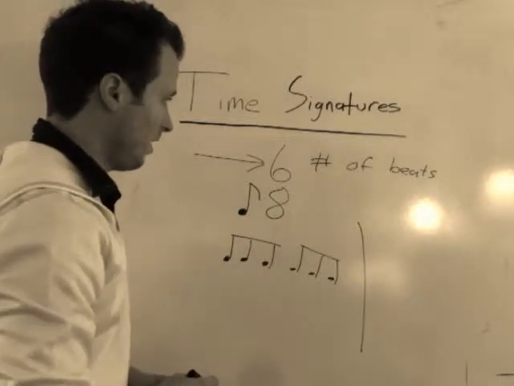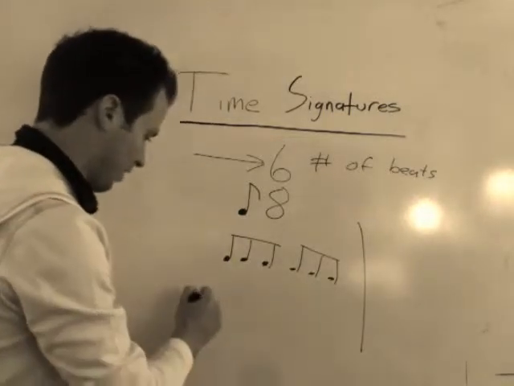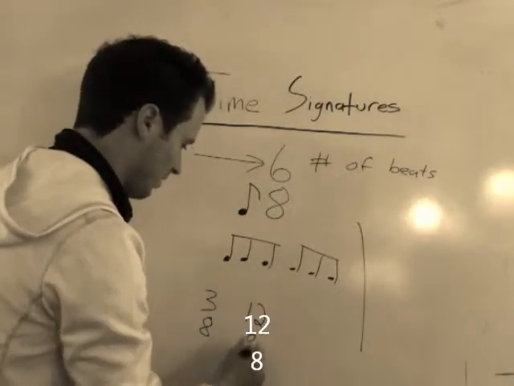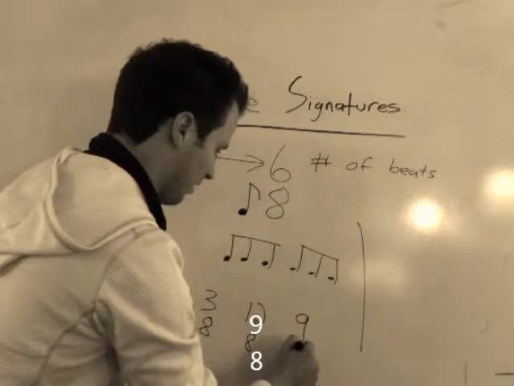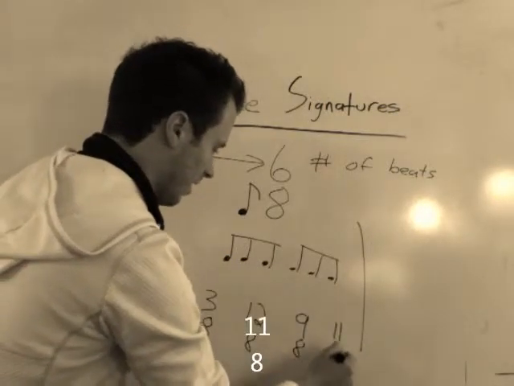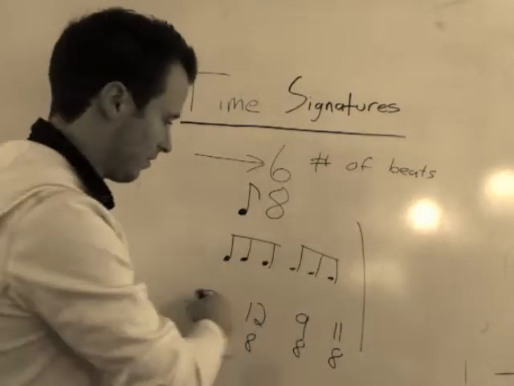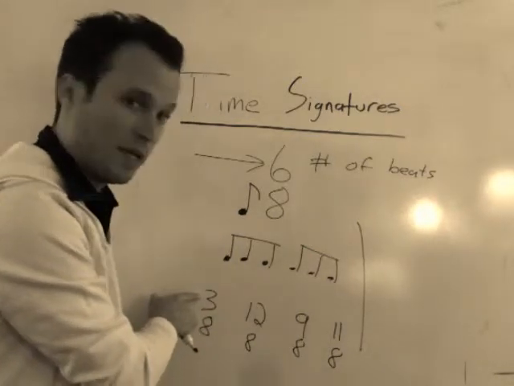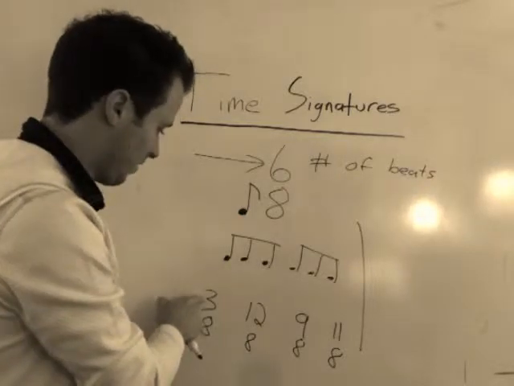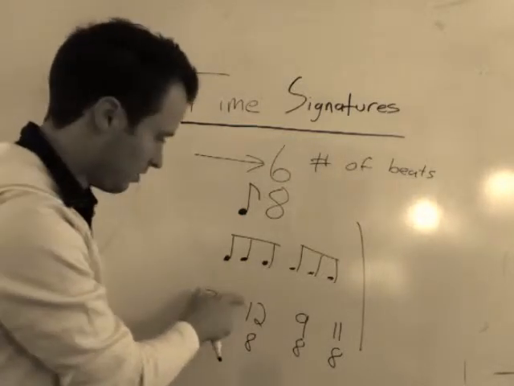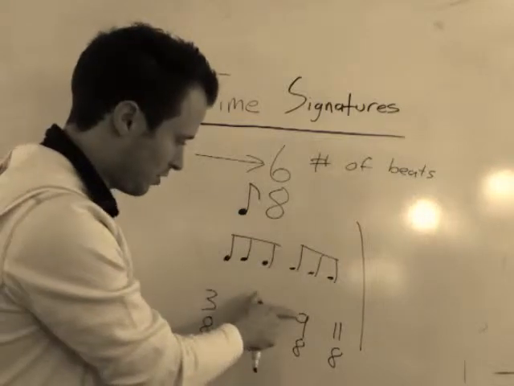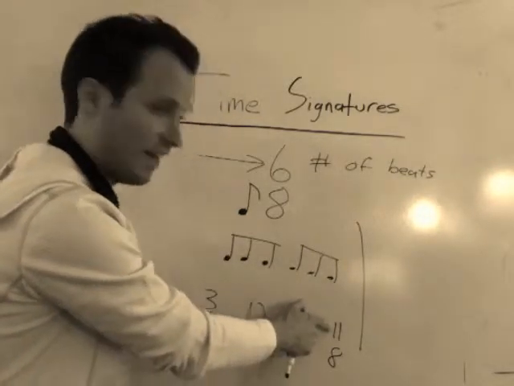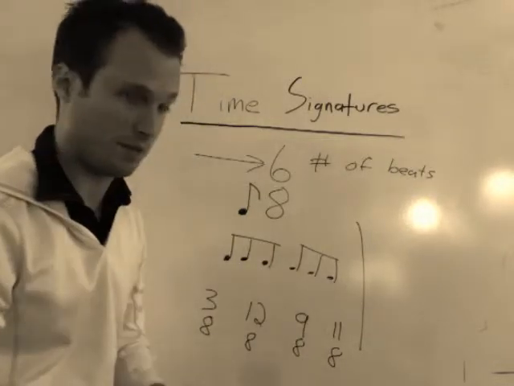Now you could have 3/8, you can have 12/8, you could have 9/8, you could have 11/8. The top number could really be anything. But it always tells you, the top number that is, how many beats per measure. So if there's 3/8, that's going to mean 3 beats per measure. 12/8, 12 beats per measure. 9/8, of course, 9 beats per measure. 11/8 would tell you, of course, that there's 11 beats per measure.